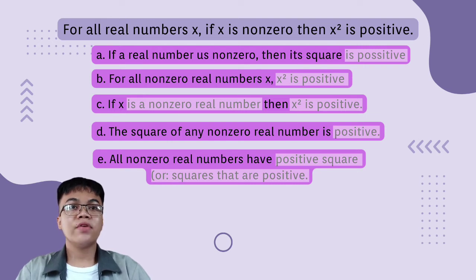Okay, so let's have here the restatement A. If a real number is non-zero, then its square is positive. B. For all non-zero real numbers x, x squared is positive. C. If x is a non-zero real number, then x squared is positive. D. The square of any non-zero real number is positive. E. All non-zero real numbers have positive squares or squares that are positive.